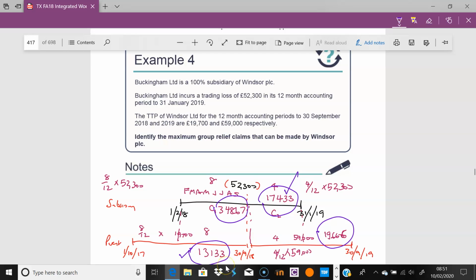So ultimately, the overall maximum group relief is the 13,133 plus the 17,433, albeit in different periods. Great. So that's that one. And that comes to 13,133 plus 17,433, which is 30,566. That's that one. Great stuff. Right, let's carry on.